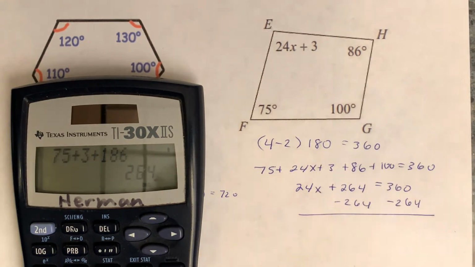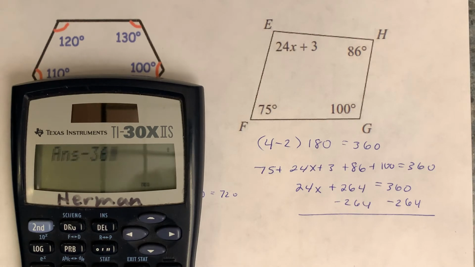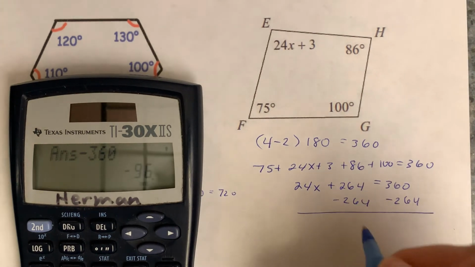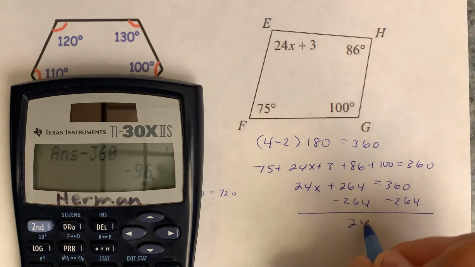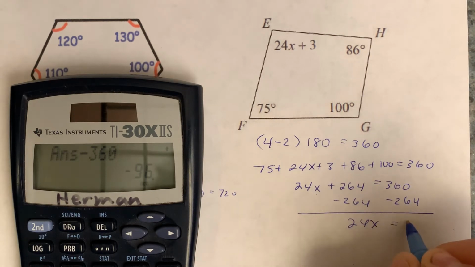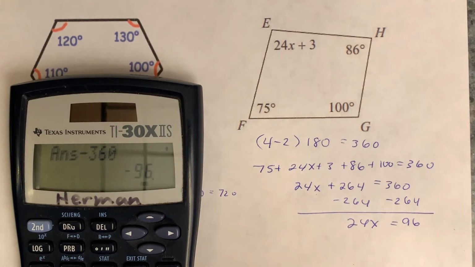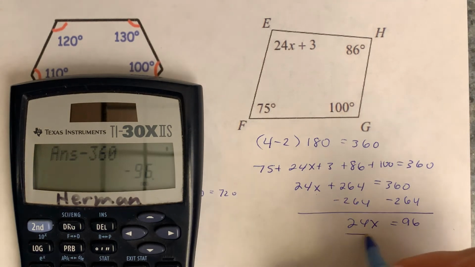Remember this from class, we solved equations just like these. Again, I'll just do 360 minus 264 and make it positive, but you can do it how you want. And that's going to be, bring down the 24x equals 96. Remember, it's not negative 96, okay? Then divide by 24. And that's going to be 4 times it goes in.